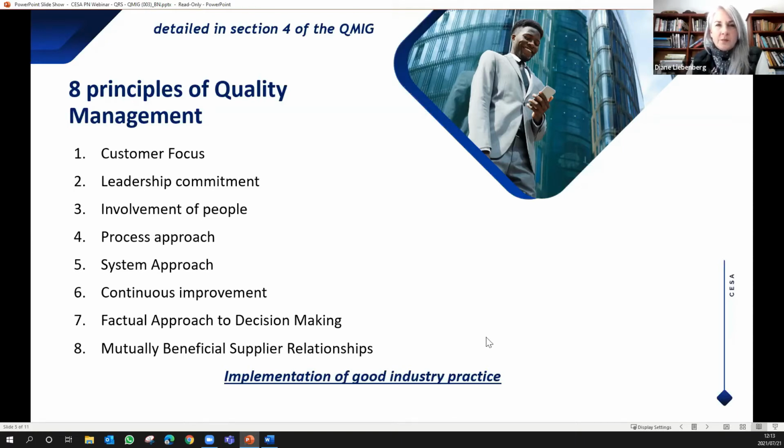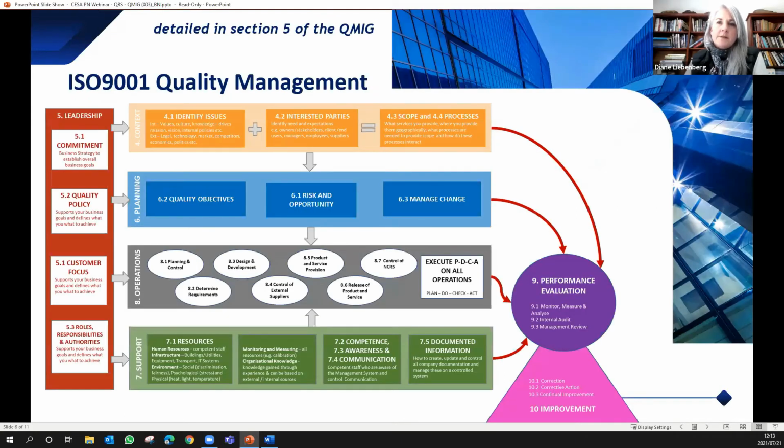Now, with the next slide, I'd just briefly like to go through the requirements of the ISO 9001 standard, which is dealt with in section 5 of the QMEG. I'm not going to delve too long on the slide, but I do think you must be aware of the major sections of the standard. So the 7 sections that we're going to go through are indicated on the slide.